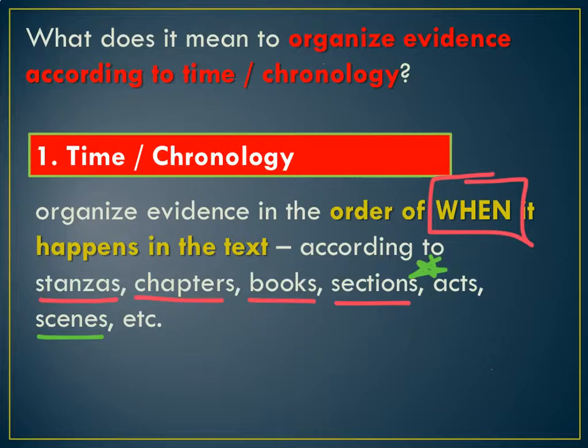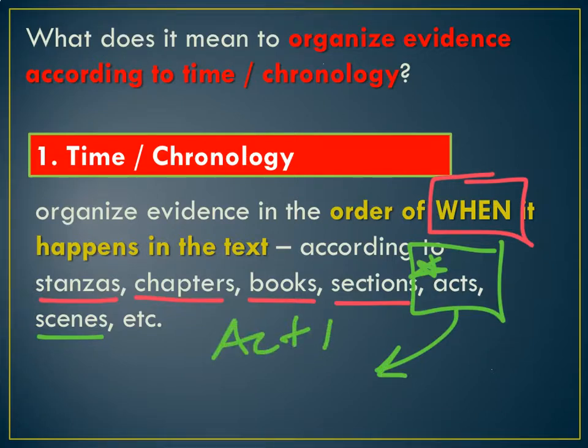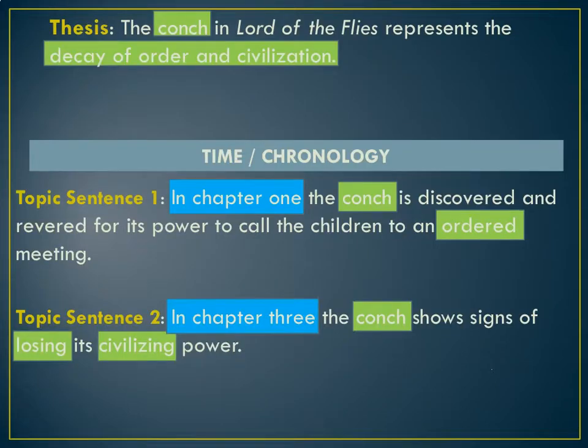So for 12 Angry Men, if you want to group according to chronology, it is possible that you group examples according to Act 1 and then examples according to Act 2. If you look at these model topic sentences here, what you'll notice is that this blue language here, that's where the writer has signaled their organizational choice. In this case, chronology. They've grouped their examples according to Chapter 1 and according to Chapter 3 of this particular novel, which in this case is Lord of the Flies.